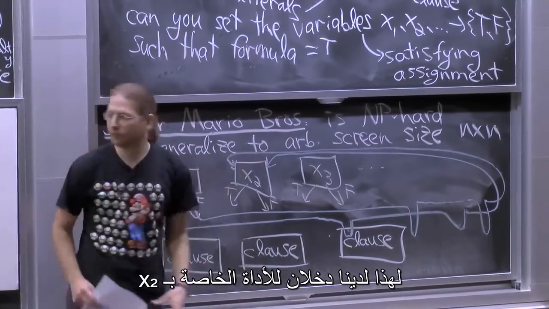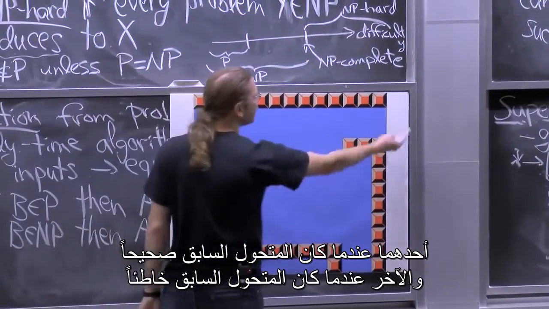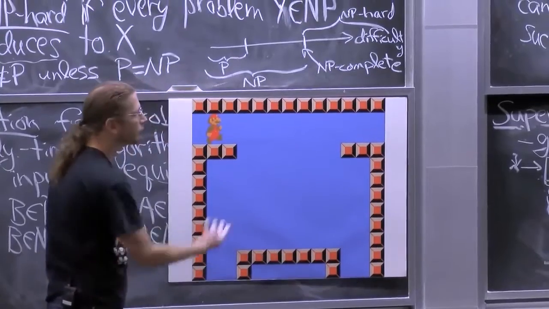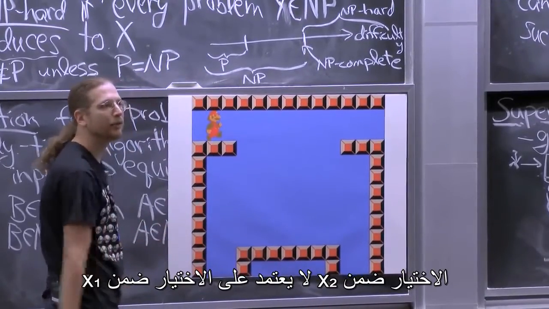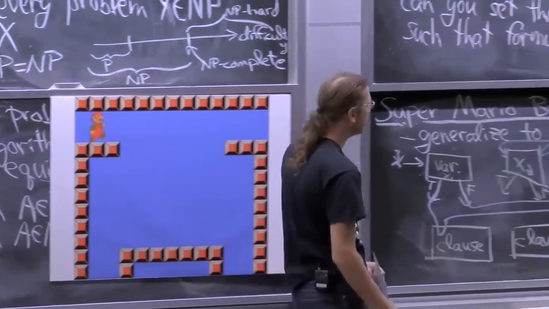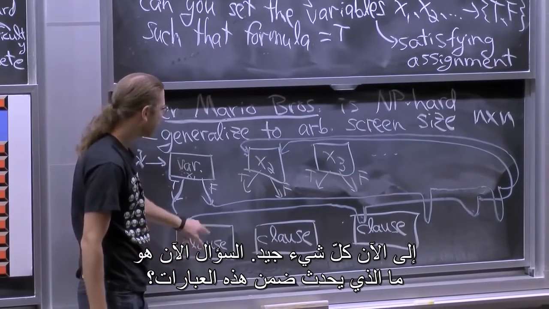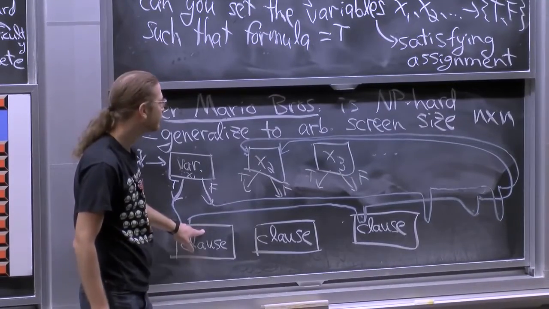So this is why we have two inputs into the x2 gadget. One of them is when the previous variable was true. The other is when the previous variable was false. The choice of x2 doesn't depend on the choice of x1, so they feed into the same thing, and you have to make your choice. Okay, so so far so good. Now the question is, what's happening in these clauses?